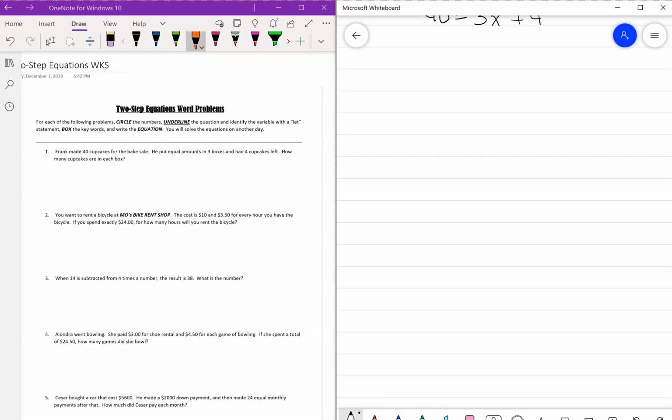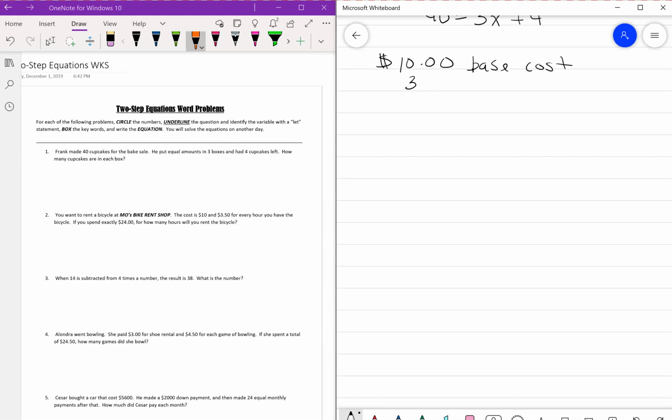You want to rent a bicycle at Mo's Bike Rent Shop. The cost is $10 and $3.50 for every hour you have the bicycle. If you spend exactly $24, for how many hours will you rent the bicycle? So let's start off with the most important information. We have $10. The cost is $10 and $3.50 for every hour. So we have $10, which is a base cost.